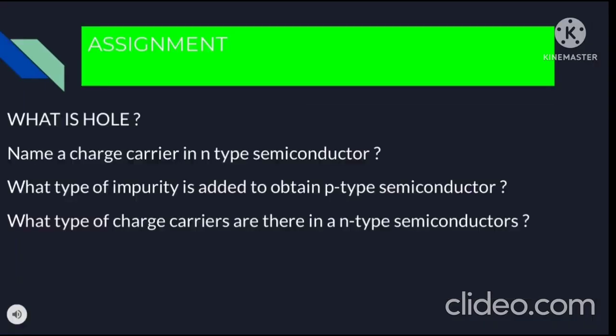Now to recall the concept, here are a few questions as assignment. Number 1, what is hole? Number 2, name a charge carrier in n-type semiconductor. Number 3, what type of impurity is added to obtain p-type semiconductor? Number 4, what type of charge carriers are there in an n-type semiconductor?